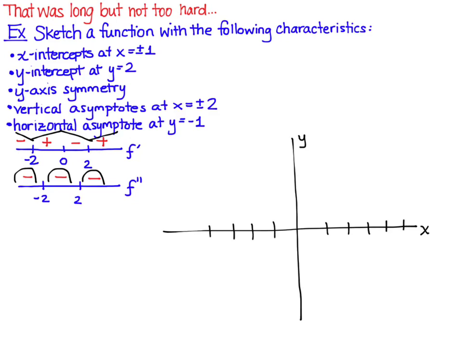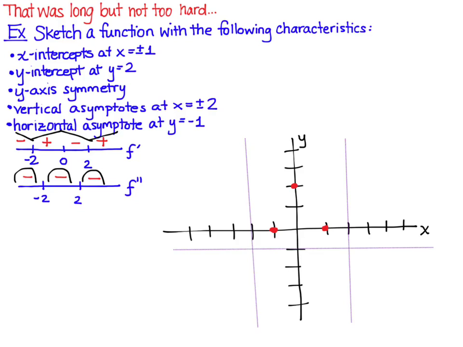I'm going to start by plotting the interesting points. First with my x-intercepts and y-intercepts. So we see that our x-intercepts are at plus or minus 1 and my y-intercept is at 2. Now I'm going to draw my asymptotes. So I have vertical asymptotes at plus or minus 2 and I have a horizontal asymptote at y equals negative 1. And now I need to connect the dots in a way that satisfies my slopes and my concavity.